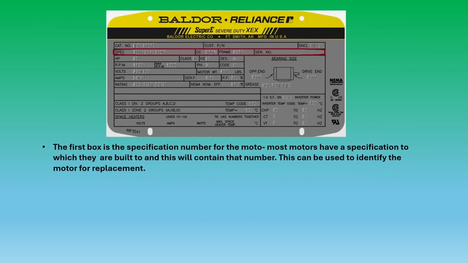Next, we have in the first box, line 2, the specification number for the motor. Most motors have a specification to which they are built, and this will contain that number. This number can be used to identify the motor for replacement. So in this particular case, you can call up Baldor and say, hey, here's the spec number for this motor. I need a replacement, and hopefully they can provide you with a direct replacement.